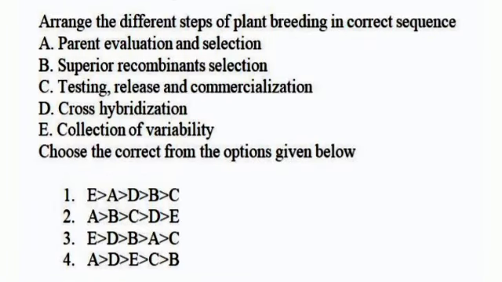And the next one: arrange the different steps of plant breeding in correct sequence. From this, the right one is option 1. That is, collection of variability, parent evaluation and selection, cross hybridization, superior recombinant selection, and at last testing, release and commercialization. So the right one is option 1.